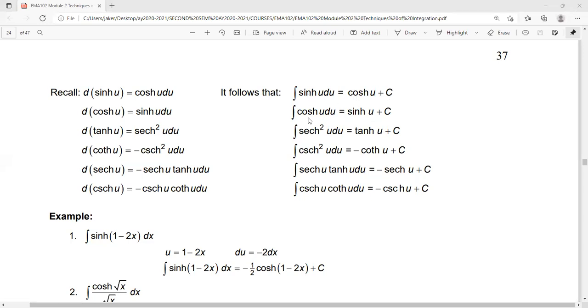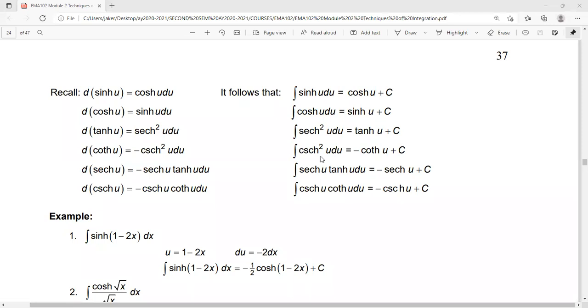The integral of the hyperbolic cosine is the hyperbolic sine. So both are positive. In the trigonometric function, the integral of sine u is negative cosine. In here, it's still positive. For the integral of the hyperbolic secant squared, it's the hyperbolic tangent. So just similar to the trigonometric function.